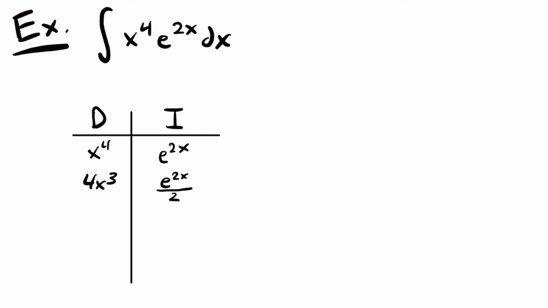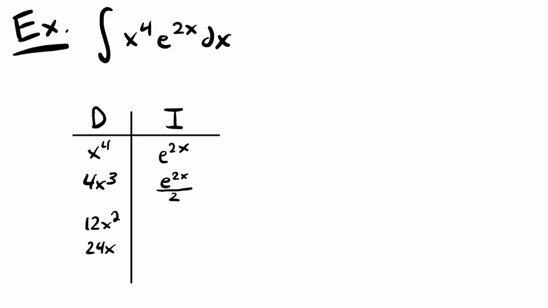And so if we continue on with our derivatives, the derivative of 4x cubed will be 12x squared, because 3 times 4 is 12, and then subtract 1 from the exponent and you have 2. And then if we take the derivative again, we will have 24x, because 2 times 12 is 24. And then if we subtract 1 from that exponent, we have x to the first power.